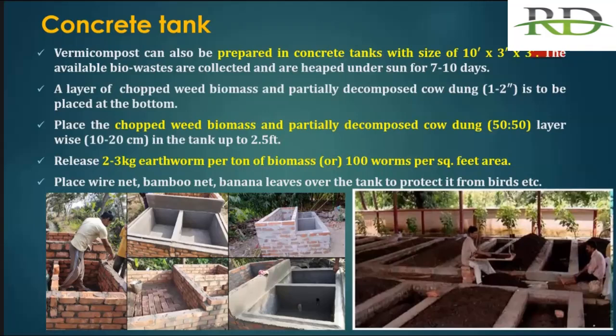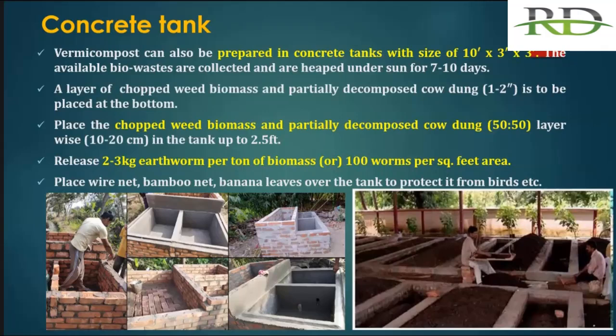So different persons are preparing different sizes of tanks. Suppose some people are working at small scale, they can prepare under a tree, and some people use their kitchen garden, meaning the kitchen waste, to prepare vermicompost for their kitchen gardens. So this is small scale level.